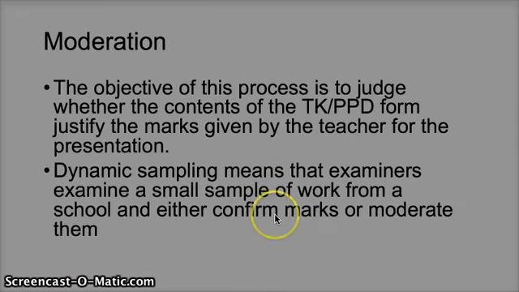Okay, so everybody knows that moderation is going to happen, and we don't know who's going to be moderated, so that means we all need to do a good job of this, because a small number is going to be picked at random, and then the examiner is going to look at them and see whether the TKPPD form justifies the marks given by the teacher. And so it's very important that the teacher gives realistic marks here, not overly generous marks, but realistic marks about the standard of your work. Otherwise, the consequences will be bad for everyone.